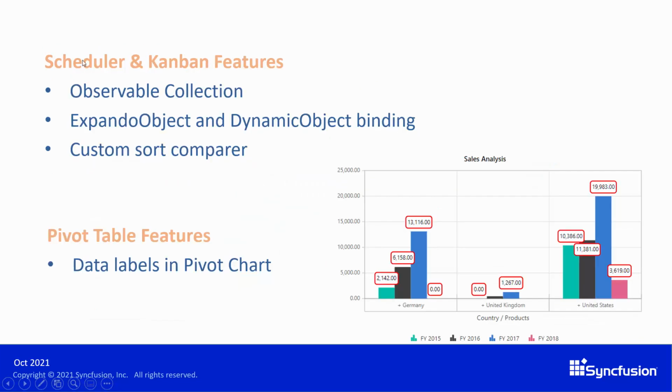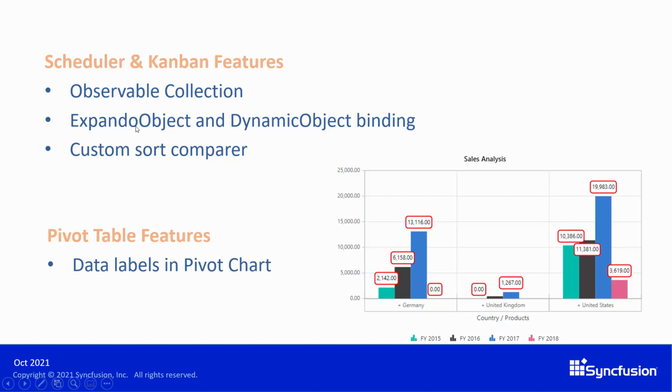Now apart from these features, the Blazor scheduler component also supports binding the observable collection as well as expando object and dynamic objects. So now you can bind the observable collection as the appointment data, and whenever you are not sure about the model type to bind to the scheduler during compile time, at that time you can go for the expando object and dynamic object binding.